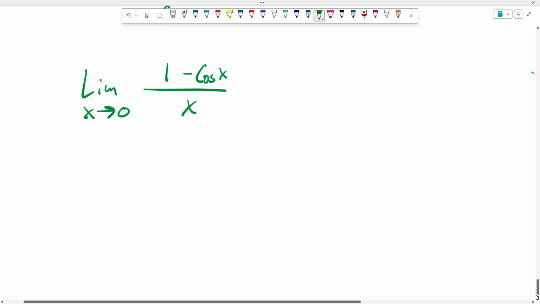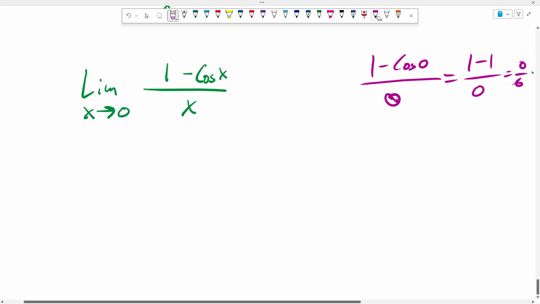So if we try direct substitution, we get 1 minus cosine of 0 over 0. What is cosine of 0? 0 over 0. So, is this also going to equal 1? It's going to be 1? Some people shake their head, no? Yeah, we are also going to memorize this one, but let's figure it out before we get the actual answer.